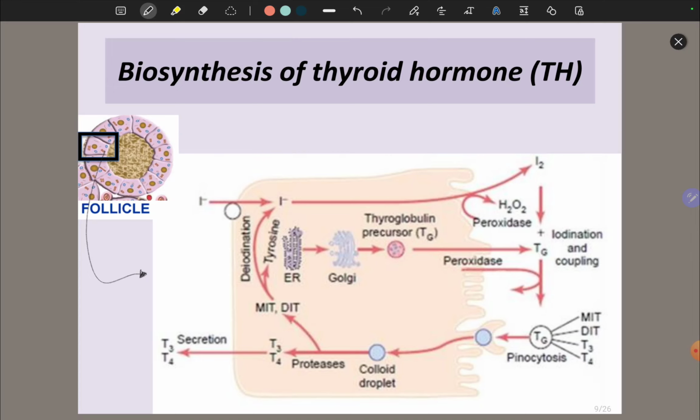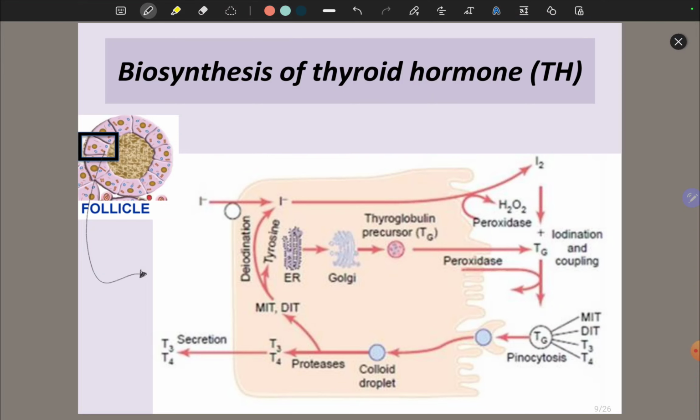At the apical surface, hydrogen peroxide causes oxidation of iodide to iodine. Then we mentioned tyrosine. Tyrosine is inside the molecule of thyroglobulin produced from the endoplasmic reticulum. So it will be released into the colloid, here inside the colloid.